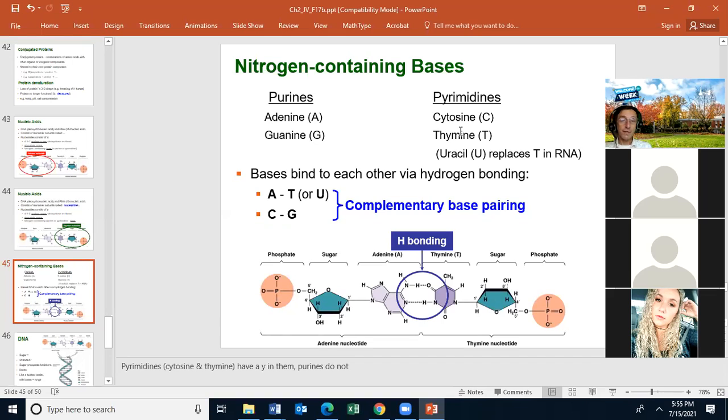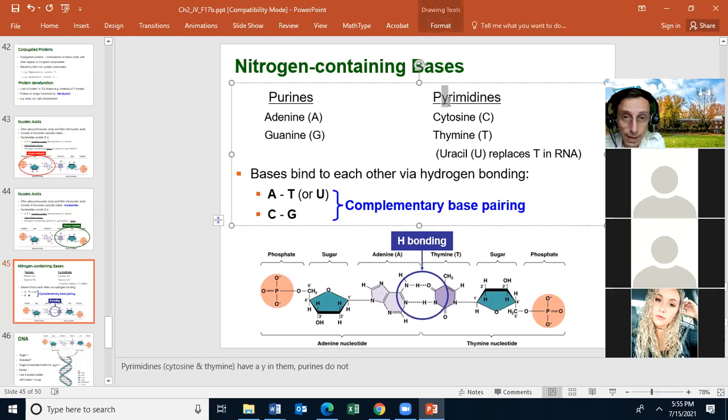For the pyrimidines of DNA, we have cytosine and thymine. And they have a different shape. The purines are a bigger molecule, and the pyrimidines are a smaller molecule. How you can remember them, at least for DNA, is that pyrimidine has a Y in the name. And of the nucleotides which are pyrimidines of DNA, they have a Y in the name. So cytosine and thymine have a Y in the name.